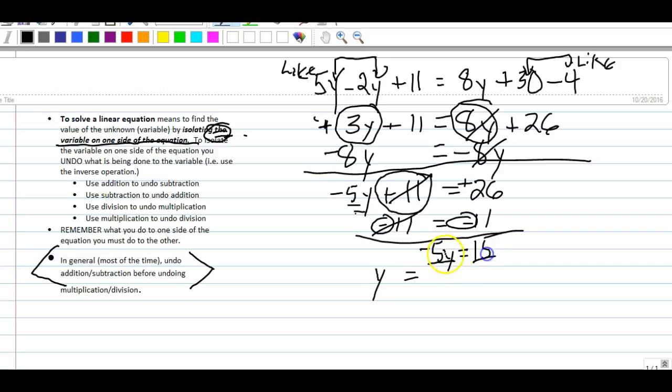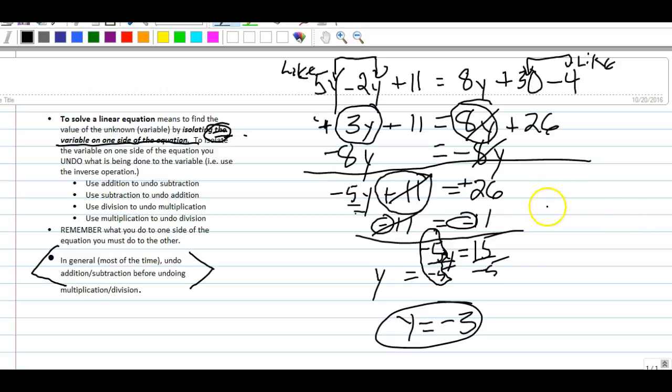So since y is being multiplied by negative 5, we use division to undo multiplication. So I'm going to divide both sides by negative 5. Negative 5 divided by negative 5 is positive 1. Positive 1 times y is y. So it gives me y is equal to negative 3. I would not divide by positive 5 here because then that would give me the opposite of y, and I want y. If you wind up with the opposite of y, then simply multiply both sides by negative 1. Remember, what you do to one side of the equation, you have to do to the other.